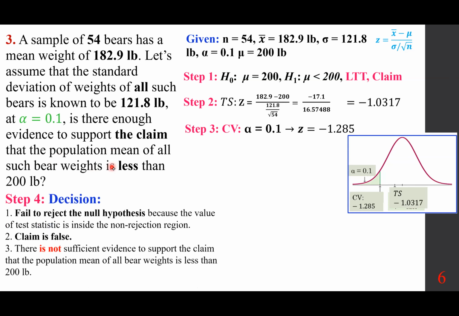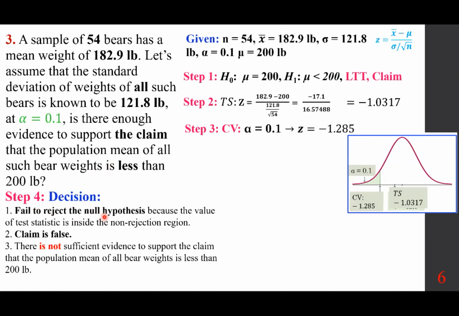So take a look, see how we do that. Fail to reject the null hypothesis because the value of the test statistic is inside the non-rejection region, somewhere here. Therefore, you go back to the first step and you look at it. If you're not rejecting H0, you're rejecting H1, you're rejecting the claim, so the claim becomes false. And now that the claim is false, there's not sufficient evidence to support the claim that the population mean of all birth rates is less than 200 pounds.